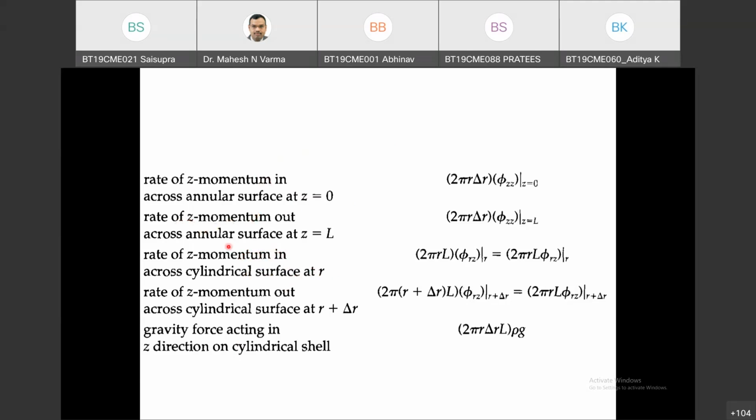So this is the rate of momentum out across the surface at z equals L. This is the rate of momentum out across the surface at r plus delta r. This is momentum in, this is momentum in, this is momentum out, this is momentum out, plus generation and consumption of the momentum, which will be governed by external forces acting on my differential shell. That will be 2 pi r delta r L rho g.